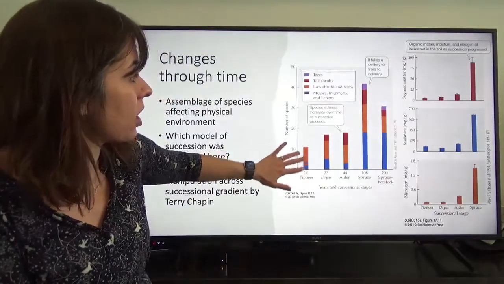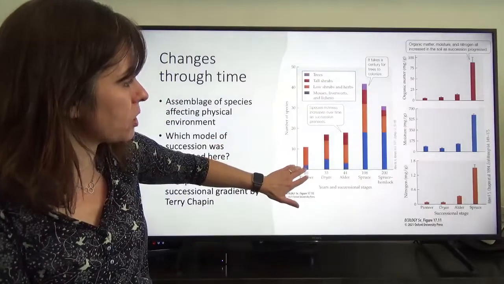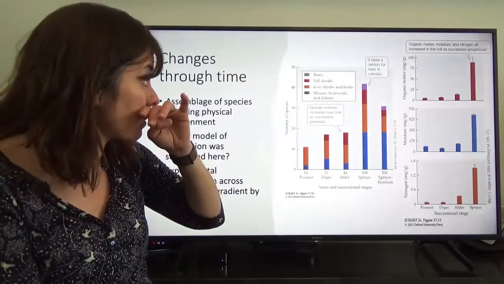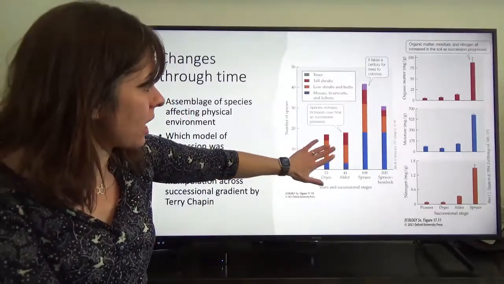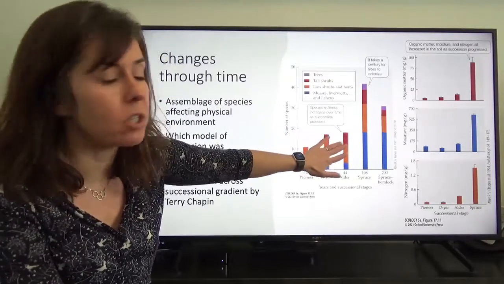And so early on, we have low shrubs and herbs, mosses, liverworts, and lichens. Blue corresponds to mosses, liverworts, and lichens. Orange corresponds to low shrubs and herbs. And then through time, we add some taller shrubs in the Dryas and Alder category, alder being a fairly tall shrub.